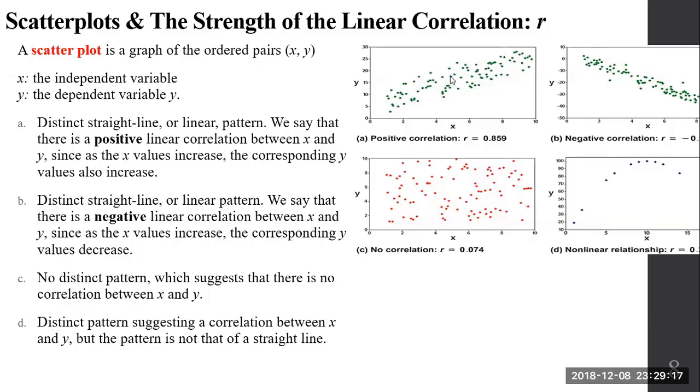And as you can see, the scatter plots shown on the right hand side show that when we have a positive correlation, r is 0.859, getting close to 1, and a negative correlation would be, in this case, given as minus 0.09 perhaps here, and no correlation where r is equal to 0.074, and a nonlinear relationship where r would be 0.002 or numbers like that.